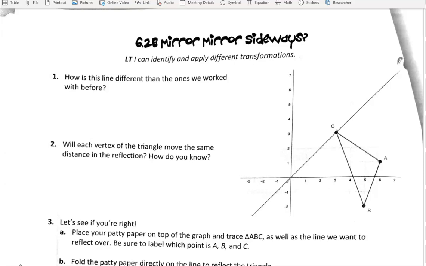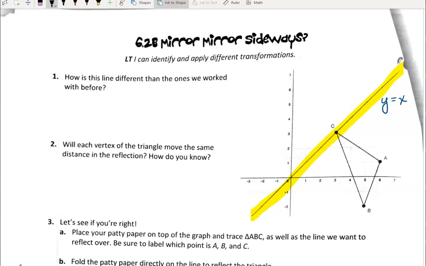In the last video, we were looking at reflections over either horizontal or vertical lines, and in this video, we're going to look at lines that are not horizontal or vertical. So I guess I answered the first question here. You could see here we have triangle ABC, and then we have this line that we're going to reflect over. Let's highlight that. This is a diagonal line. This is actually the line y equals x. And if we want to reflect over this, our rule is going to be a little bit different.